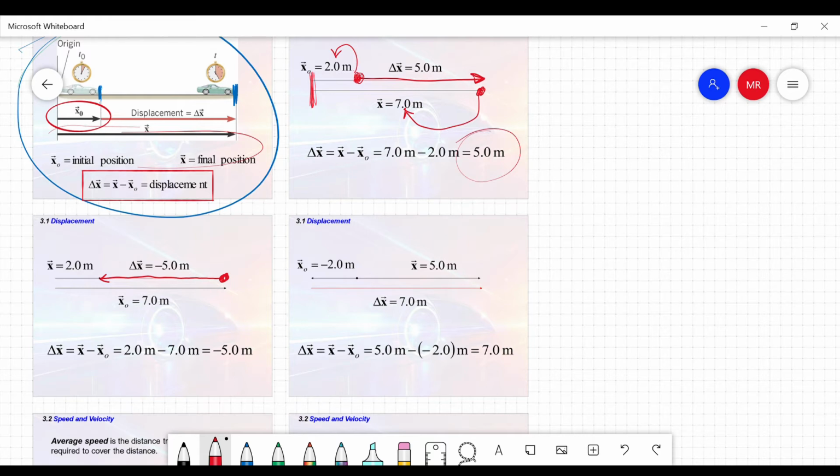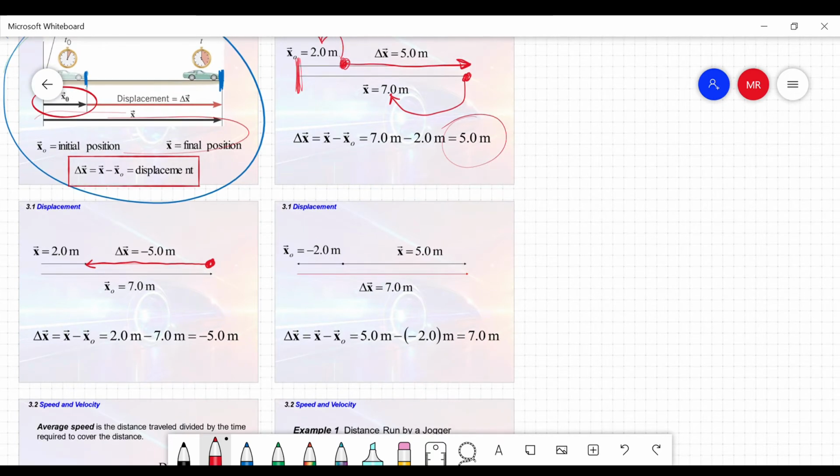Okay? So dito naman, for example, yung initial position ay 7 meters. So, dito siya, 7 meters. Tapos, pumunta siya dito.